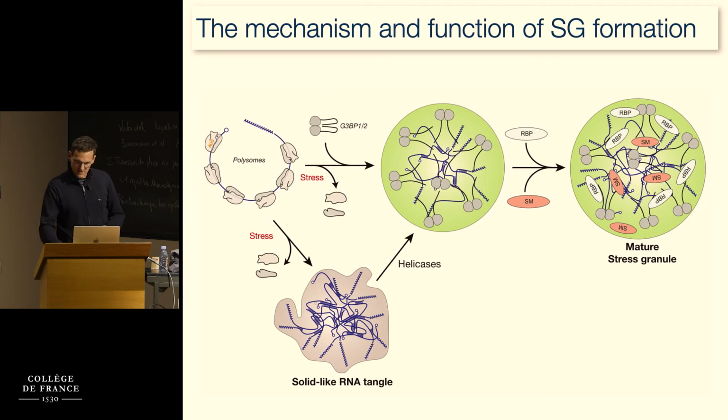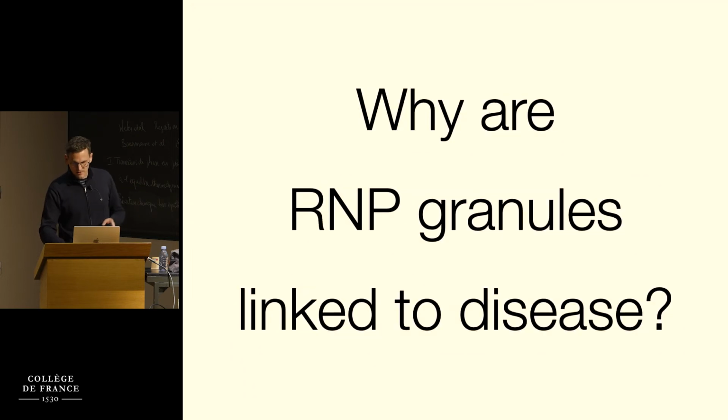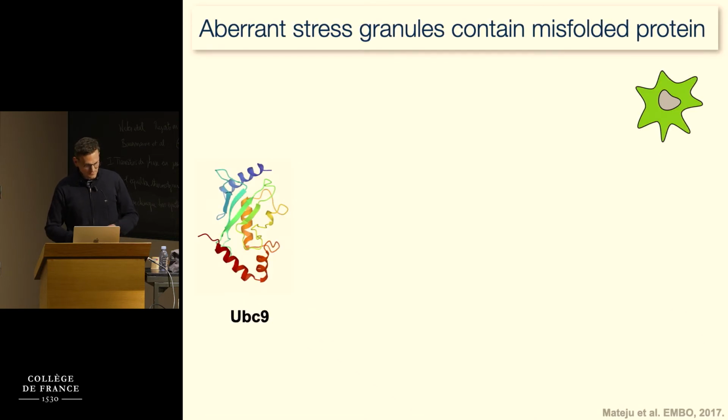And the last thing also with this story that I wanted to tell you is, so why are RNP granules actually linked to disease? I mean, genetically, there's dozens of proteins that reside in RNP granules that are linked to disease. And we asked the question, why is this the case? There must be something about RNP granules in general, why they are linked to disease so often. And we took a very unbiased approach here. We took a protein, this protein is shown on the left here, this is UBC9.